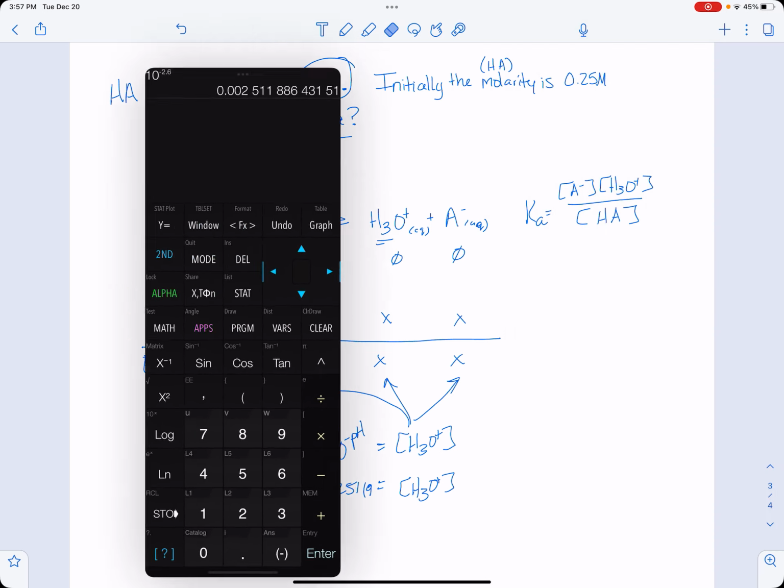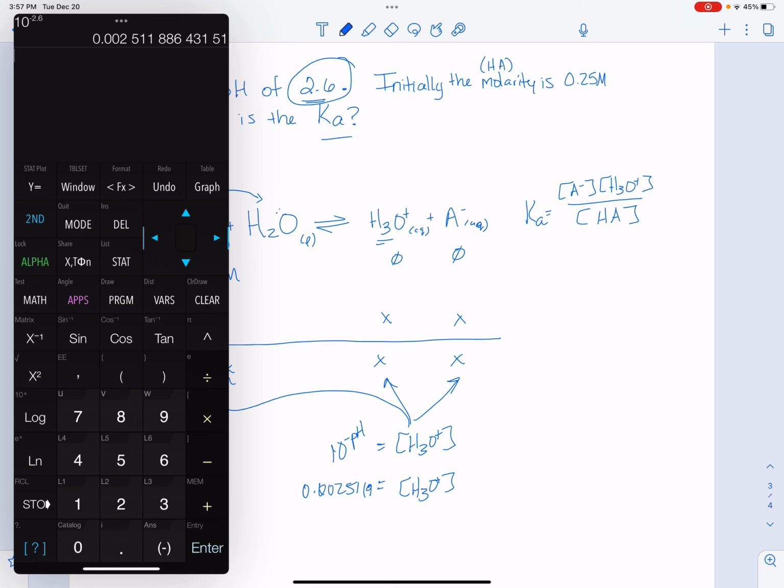So into my equation over here, it's going to be that number times itself, because both of those are x. 0.0025119. So that number squared is in my calculator already. So that's nice. Keep it in the calculator. Just keep using it. Enter. And then this is 0.25 minus that 0.0025119.